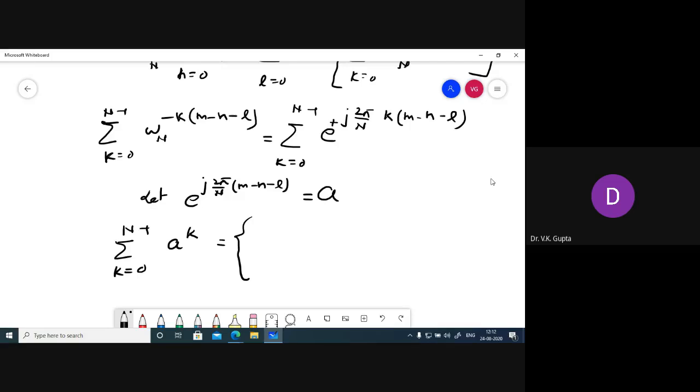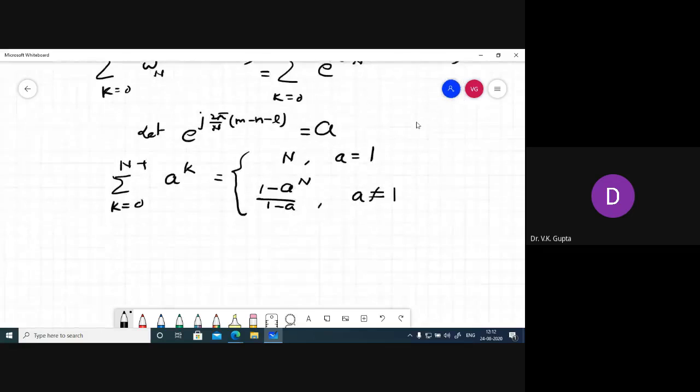So what will the summation be? 1 minus the common ratio to the power of the total number of terms, from 0 to N minus 1, the number of terms is N. So it is 1 minus a to the power N upon 1 minus a, when a is not equal to 1. When a is equal to 1, this is 1 to the power k, sigma of 1 to the power k from 0 to N minus 1: 1 plus 1 plus 1 up to N terms is N. This is the summation of this term.